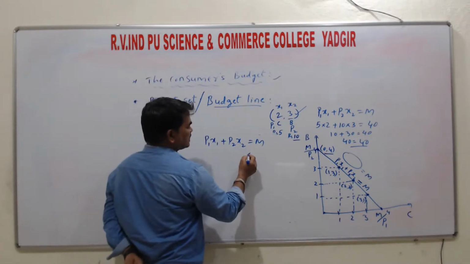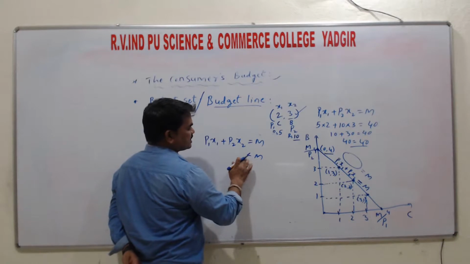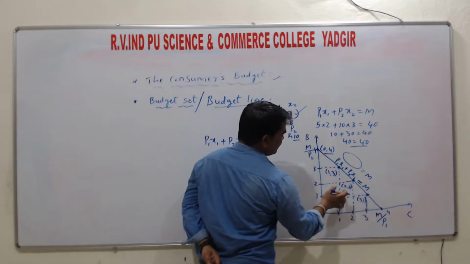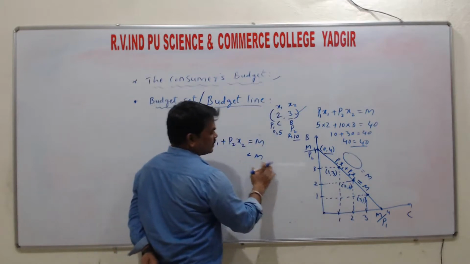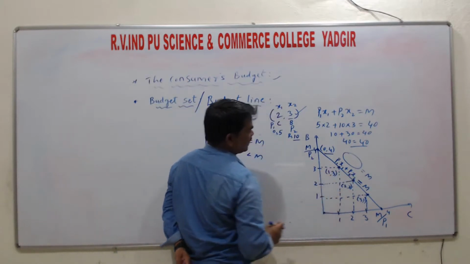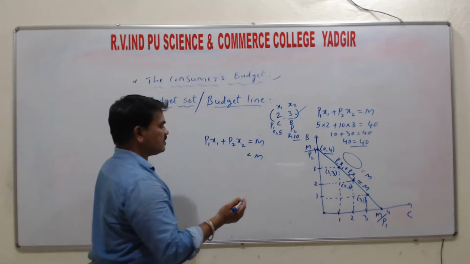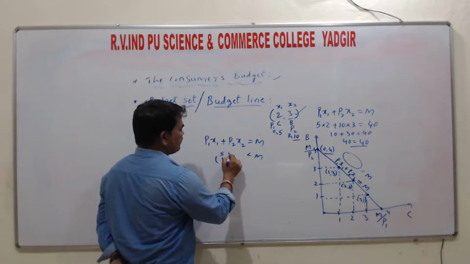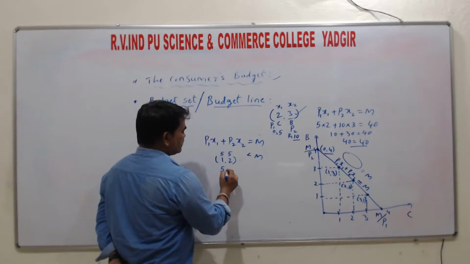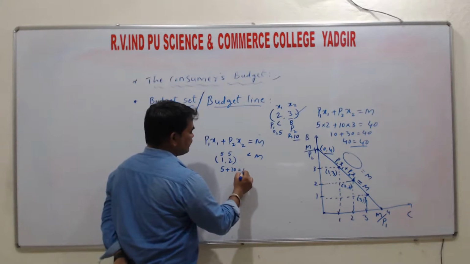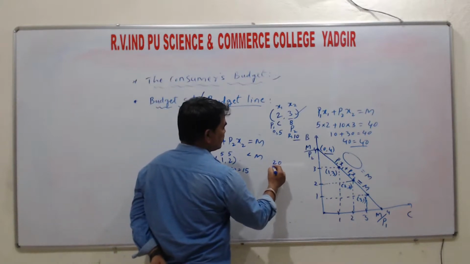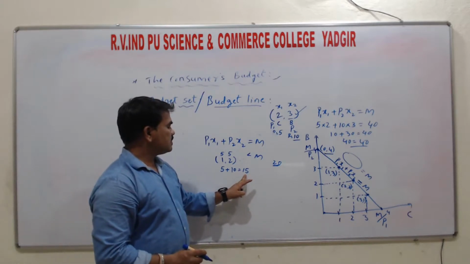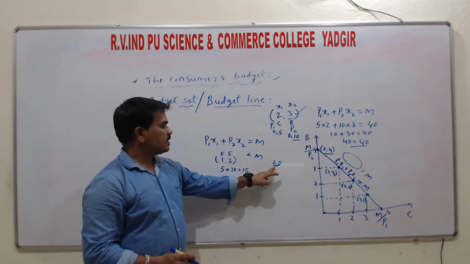If it is lesser than or equal to M, if it is equal to M, we will get bundles on the budget line. If it is lesser than M, then we will get a point inside this line. We can see one example there: 1 and 2, the price we say 5 and 5, so 5 rupees for this plus 10 rupees for this, 15. The total income here is 20. The total cost is 15, which is lesser than his income.